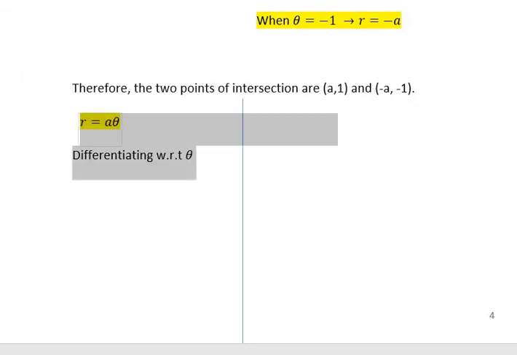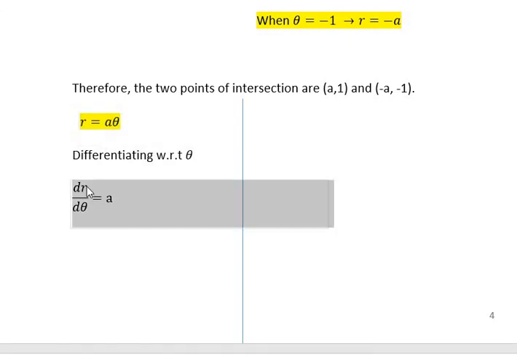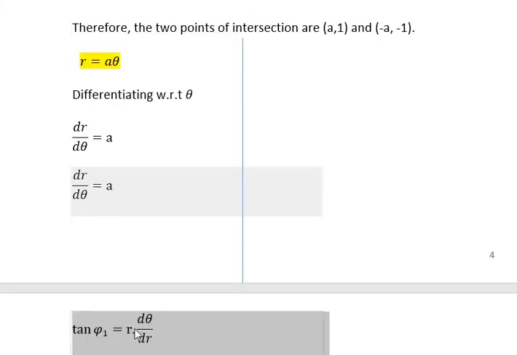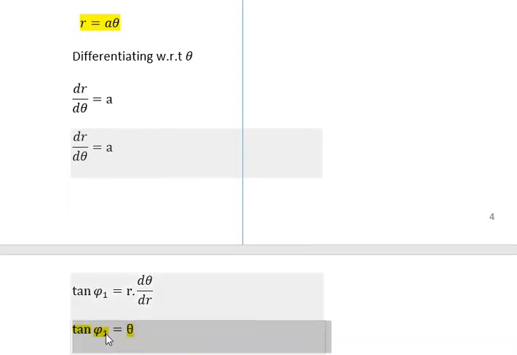Now, the first equation r = aθ. Differentiating this with respect to θ, we get dr/dθ = a. Tan φ1 = r dθ/dr we have. So, by substituting the value of r and dθ/dr in tan φ1, we get tan φ1 = θ.